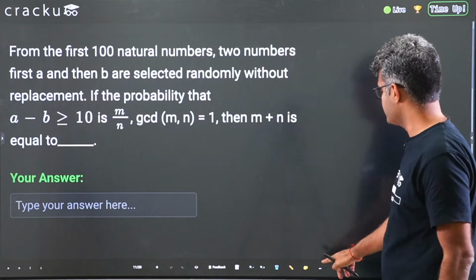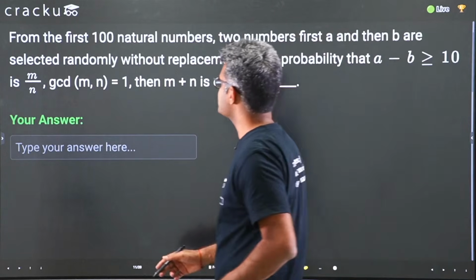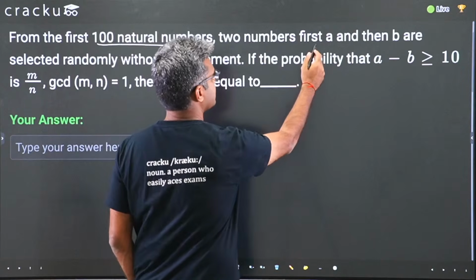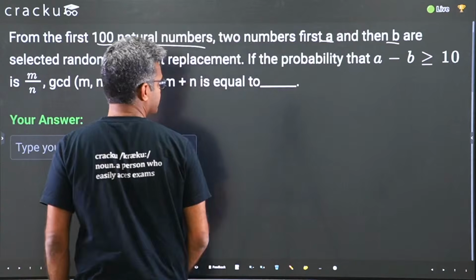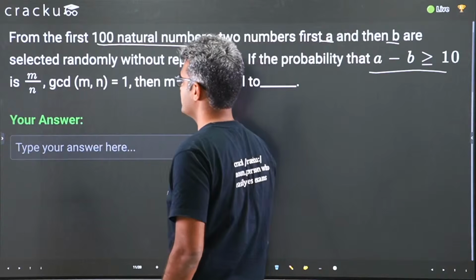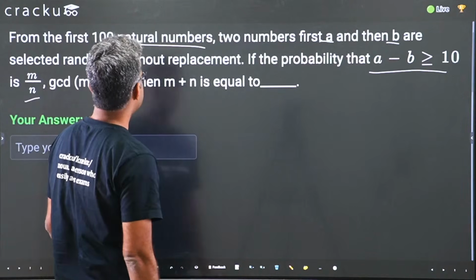Okay, let us try to solve this question, guys. From the first 100 natural numbers, two numbers, first A and then B, are selected randomly without replacement. If the probability that A − B is greater than or equal to 10 is m/n, then the value of m + n has to be calculated.